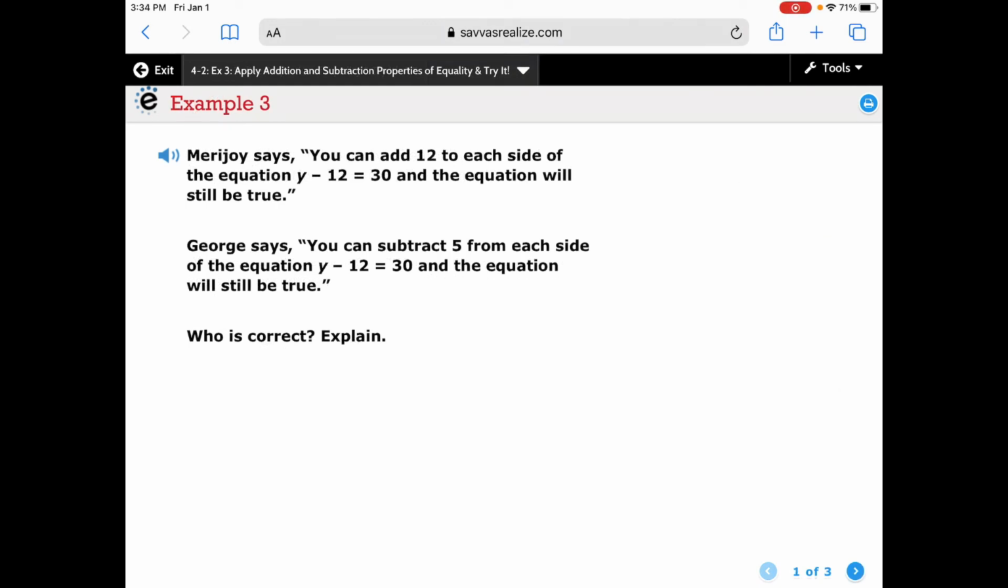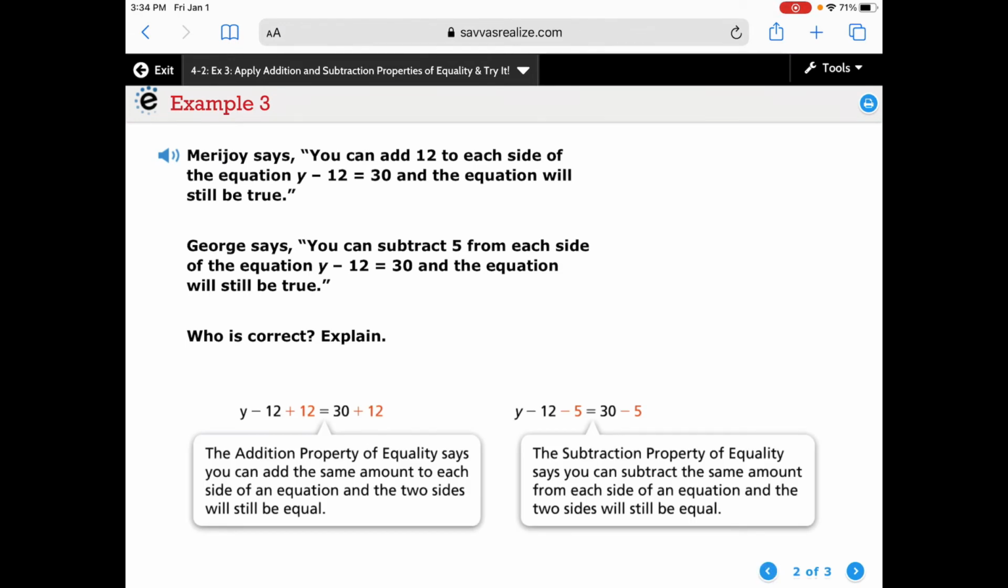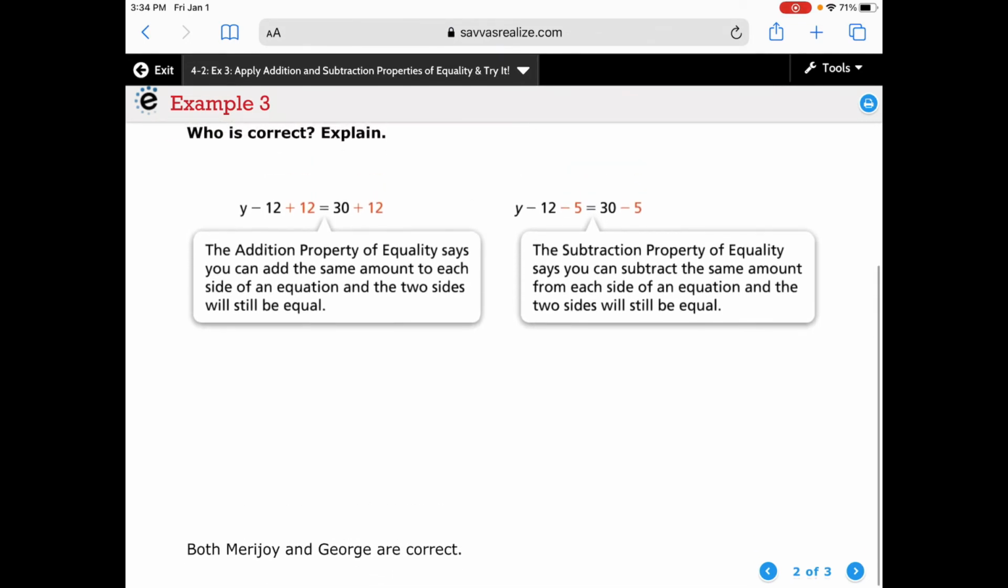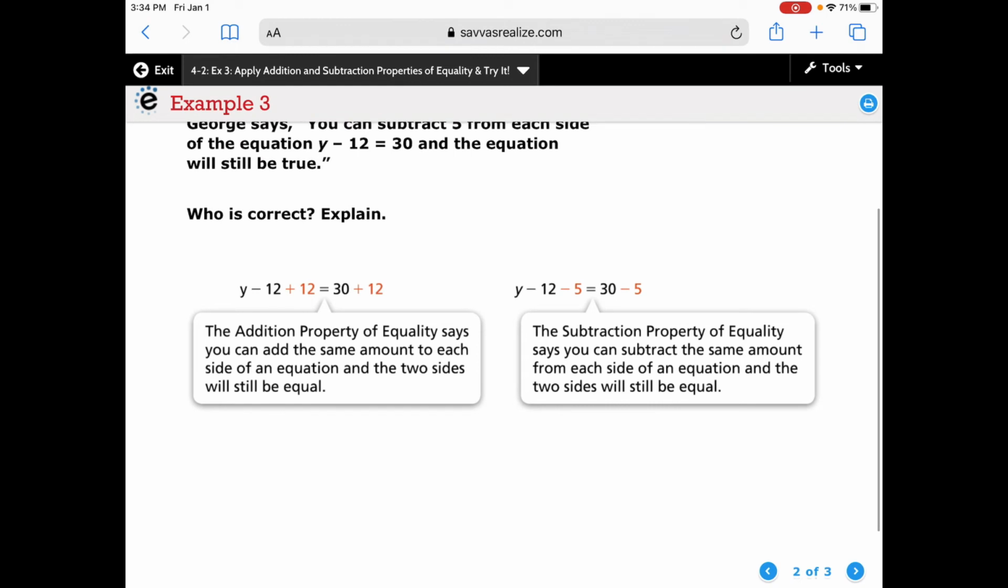It says, Mary Joy says you can add 12 to each side of the equation y minus 12 equals 30, and the equation will still be true. George says if you subtract 5 from each side, the equation will be true. Who was correct? So if we look through, we can see that the addition property of equality is used for Mary Joy's, and then the subtraction property of equality is used for George. As we go through, both Mary Joy and George are correct.